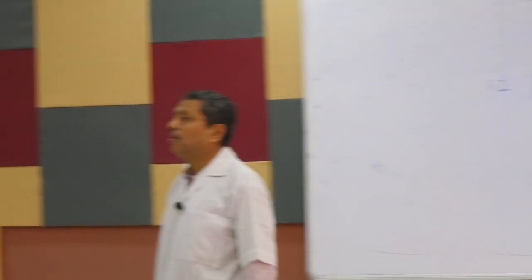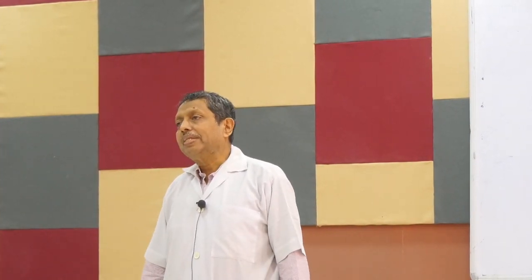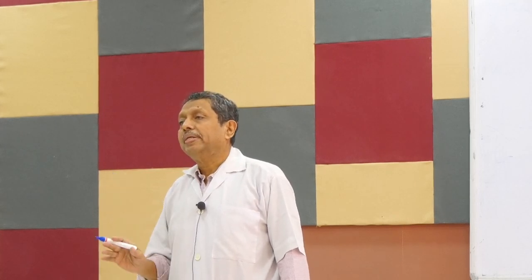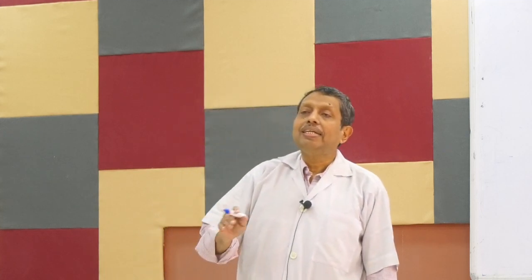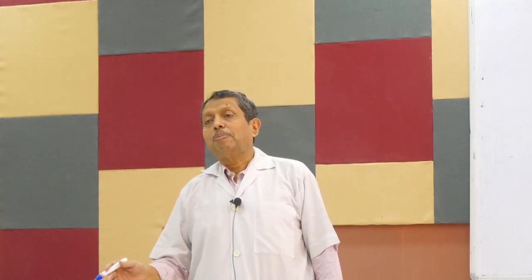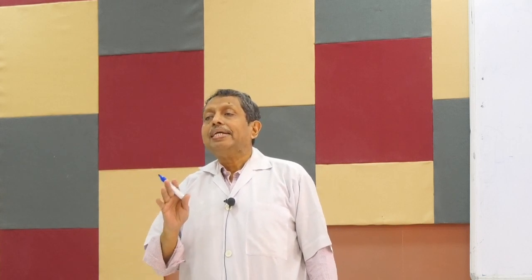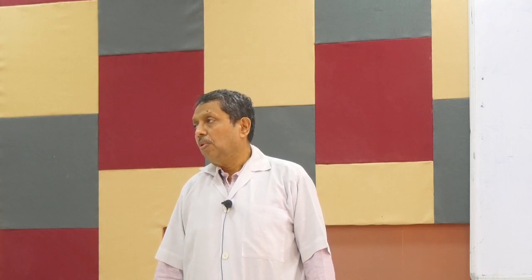Homeostasis means that all individuals, all animals and living things, maintain an internal environment almost constant. There are changes in the variables and parameters outside, but the internal environment is more or less constant.